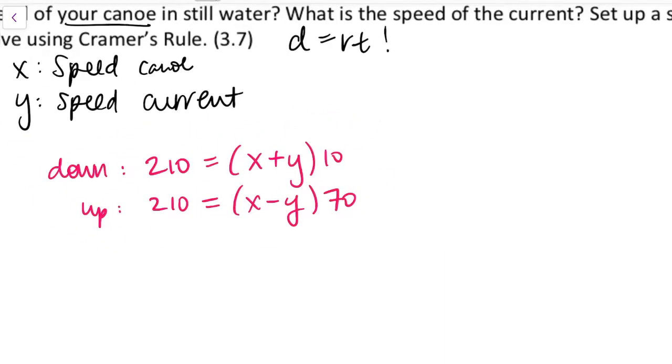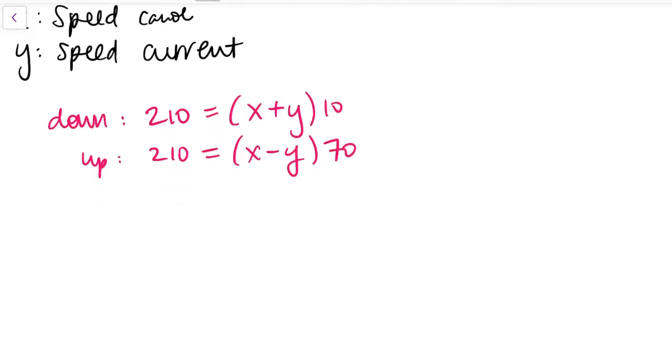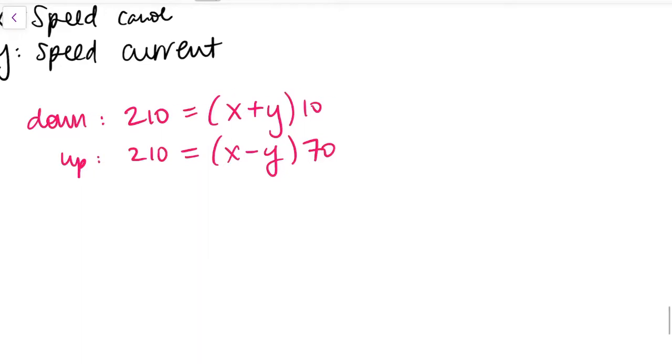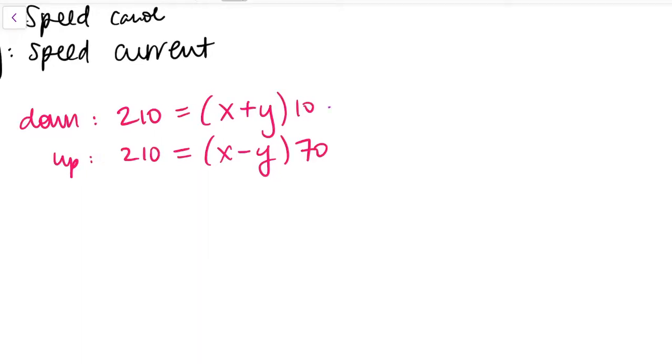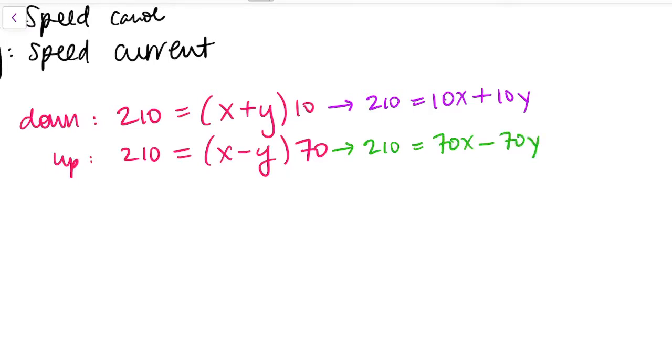Now, before we use Cramer's rule, we have to put these in standard form so that they look a little bit better and fit into our matrices nicely. So our first equation we are going to rewrite as 210 equals 10x plus 10y. Note that you also could have divided both sides by 10. That also works. And our upstream equation will be 210 equals 70x minus 70y.